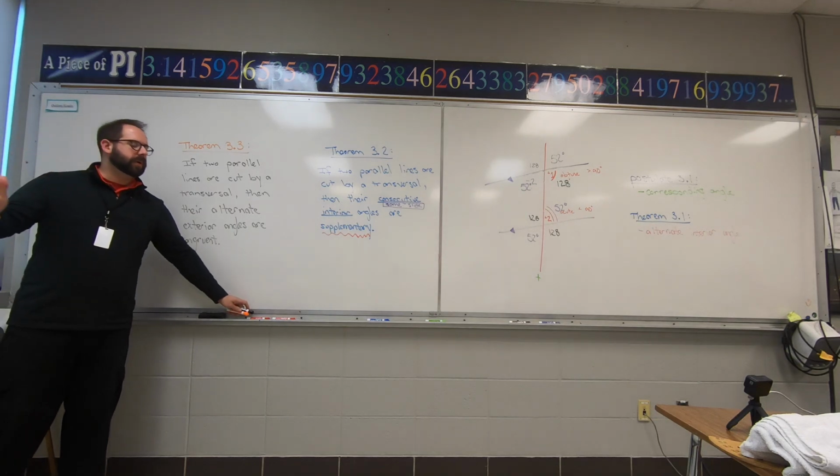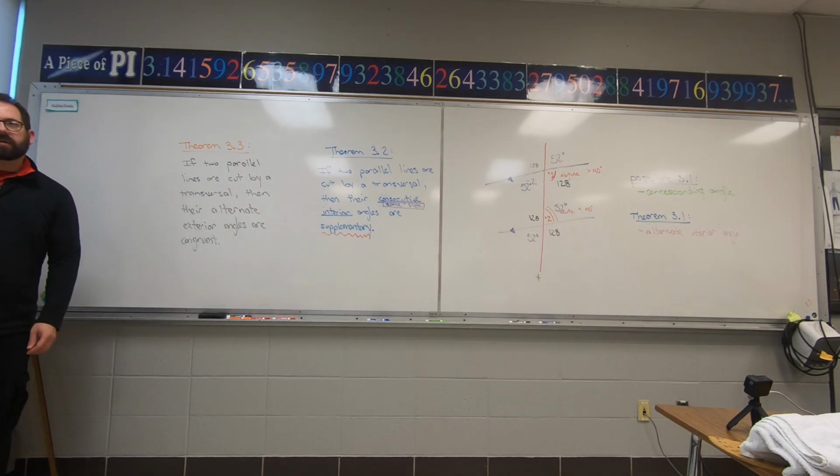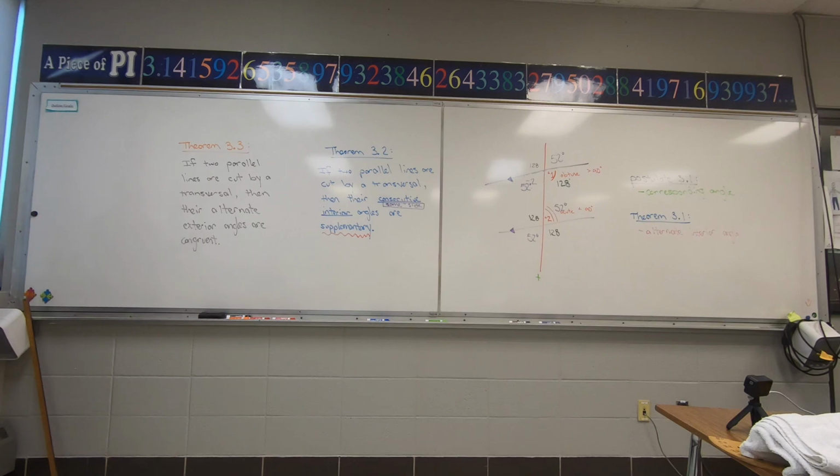Alternate exterior now. So they have to be on opposite sides of the transversal. That's what alternate says. They have to be exterior. They're not physically next to each other. They're not adjacent. All the definitions of all our words can be non-adjacent. Not physically next to each other. And they would have to be the same.